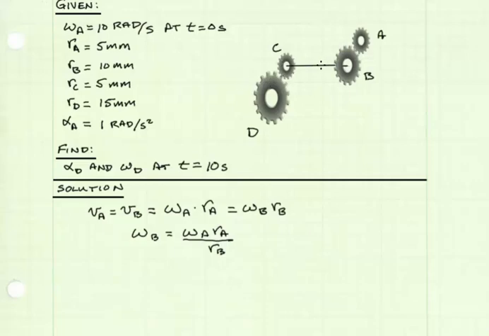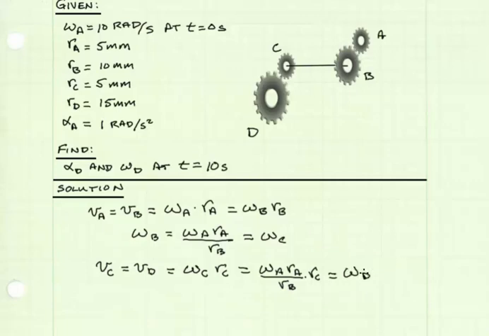From B to C, we're connected by a shaft, which means that the angular velocity of B is also equal to the angular velocity of C. Now we'll move from C to D. The velocity on the outside of C is equal to the velocity on the outside of D, which is equal to omega C times the radius of C. And substituting what we know for omega C, we've got omega A R_A over R_B times the radius of C is equal to the velocity of C, which is equal to the velocity of D, and the velocity of D is equal to omega D, the angular velocity of D, times the radius of D.